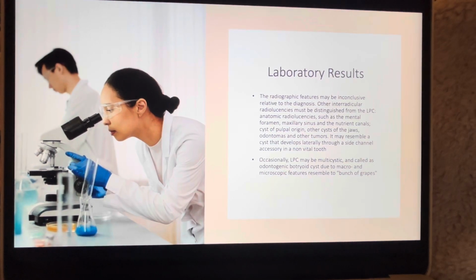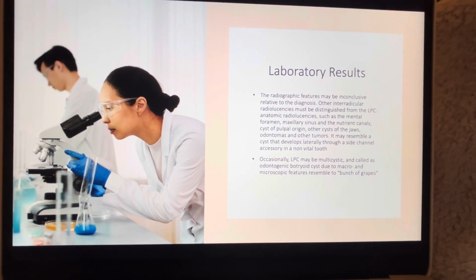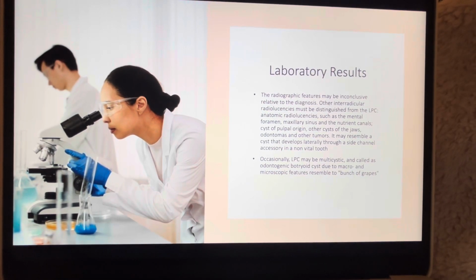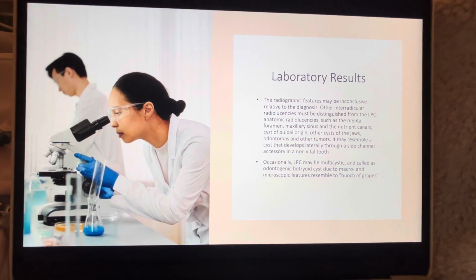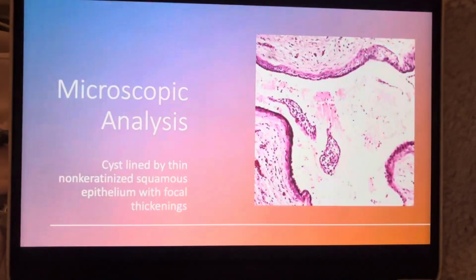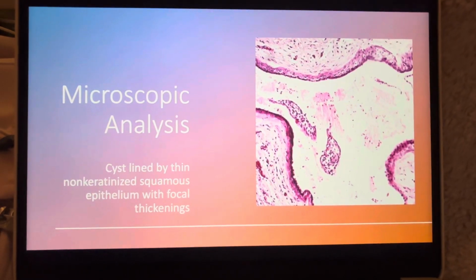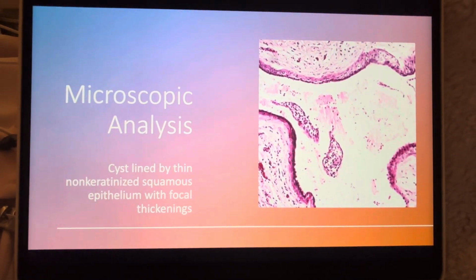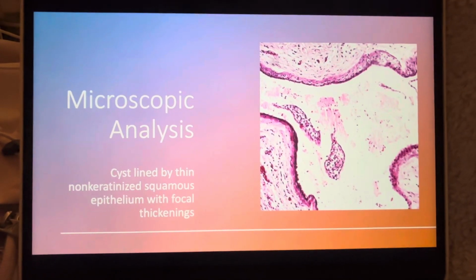Occasionally, they may be multicystic and can be called a botryoid odontogenic cyst due to macro and microscopic features, and it will resemble a bunch of grapes. For microscopic, the cyst is lined by thin, non-keratinized squamous epithelium with focal thickenings, and here's the picture from the book.